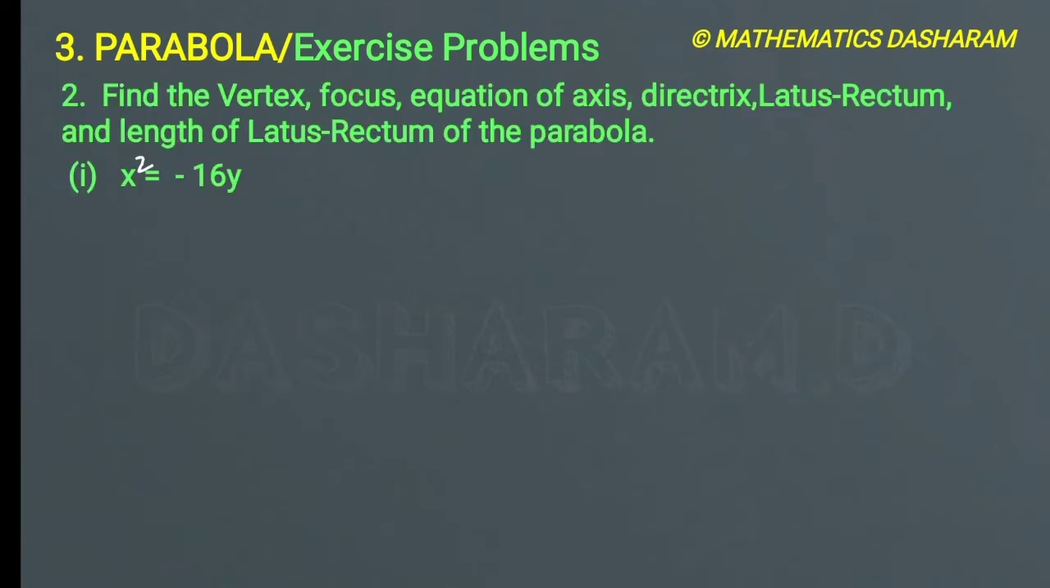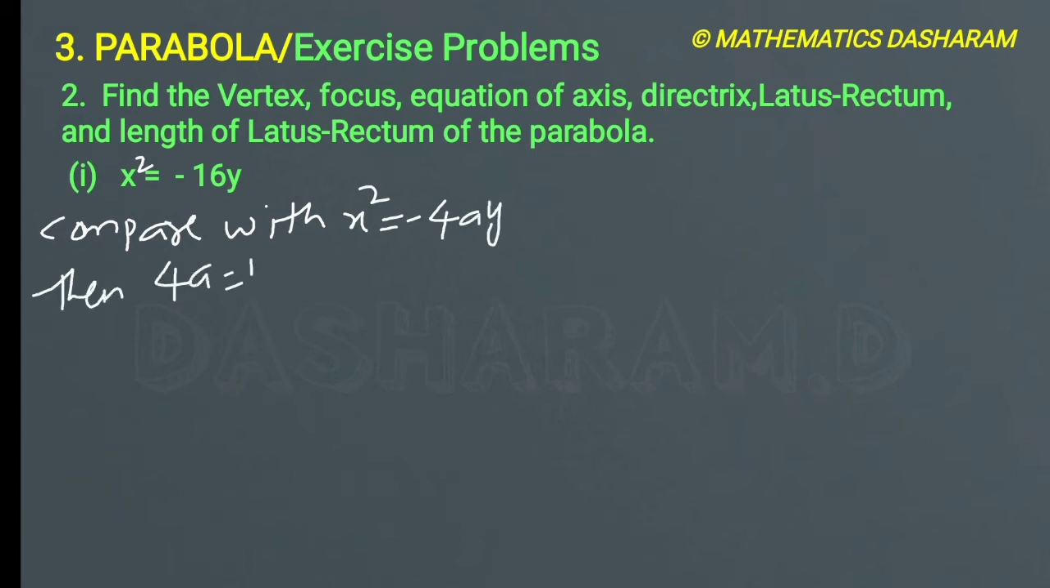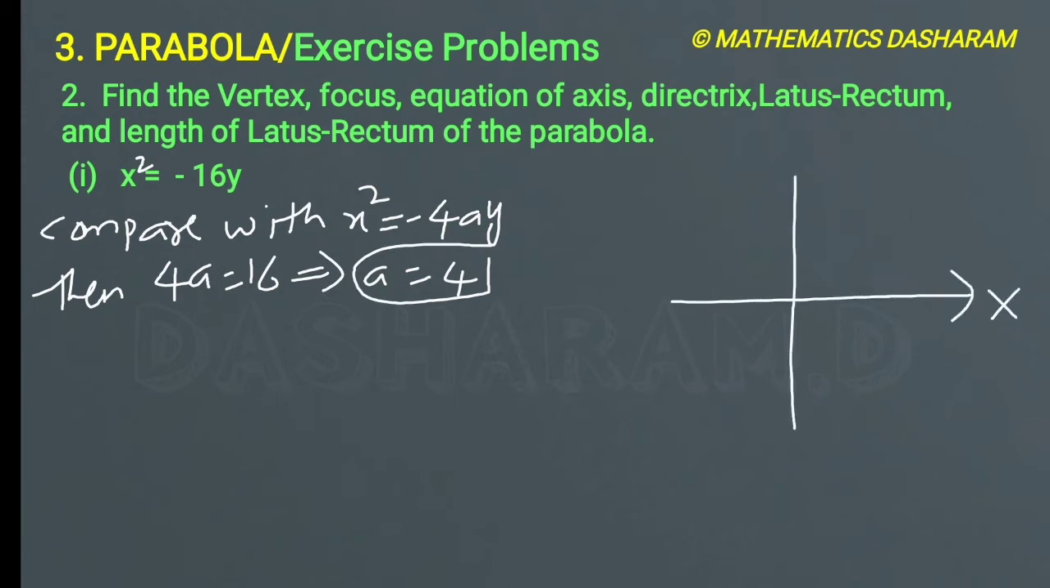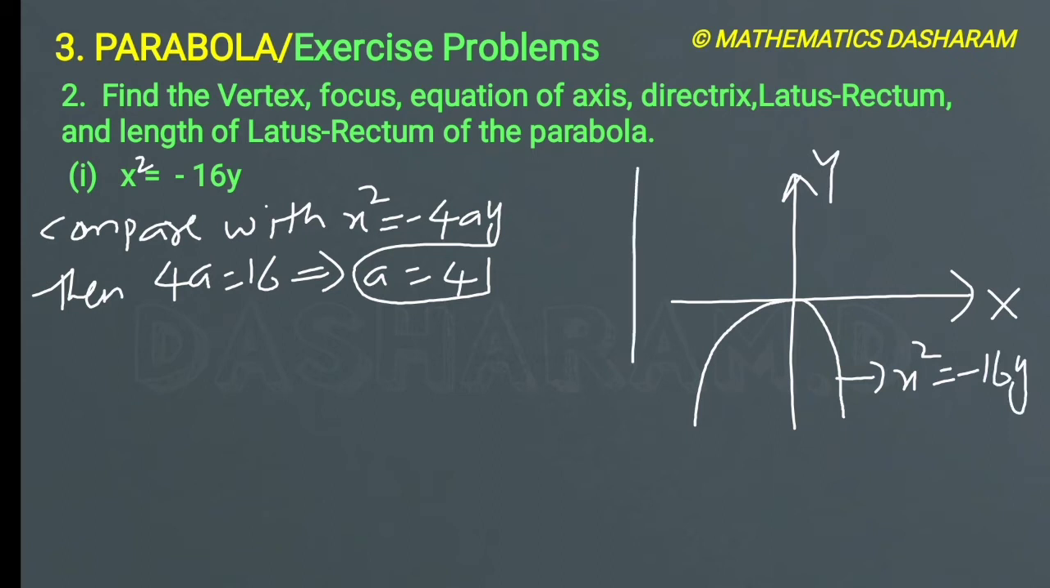Question number I, x square equals to minus 16y. So compare with x square equals to minus 4ay. So here 4a equals to 16. 4 4s are 16, then a value is 4. So let's draw a diagram. X-axis and here is y-axis. Here we will get the downwards parabola and its name is x square equals to minus 4ay, that means x square equals to minus 16y.